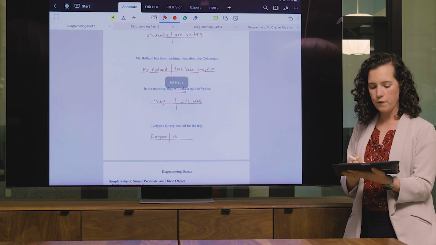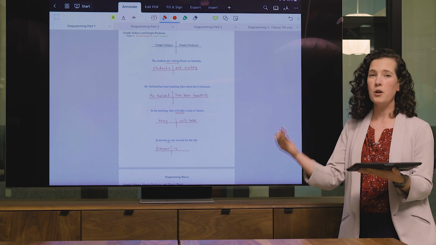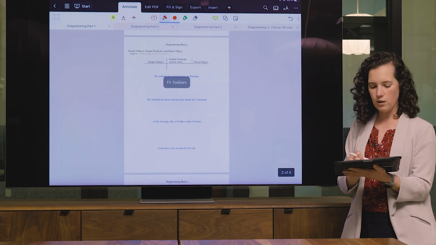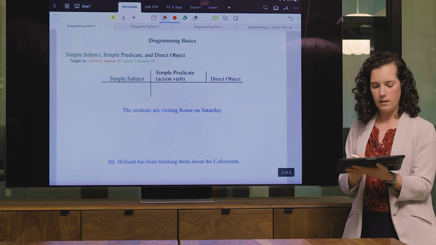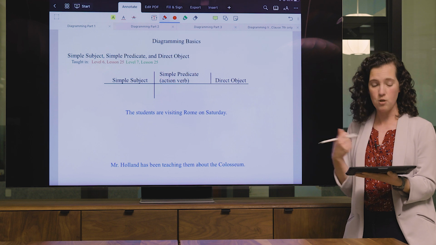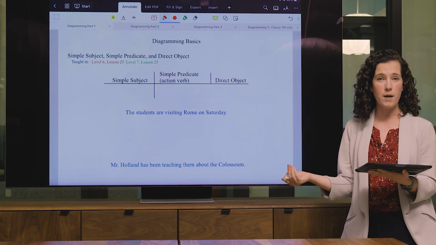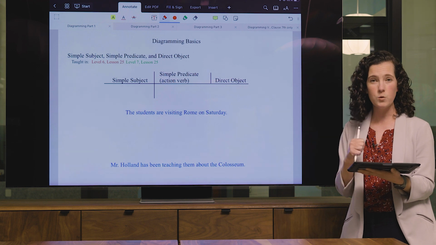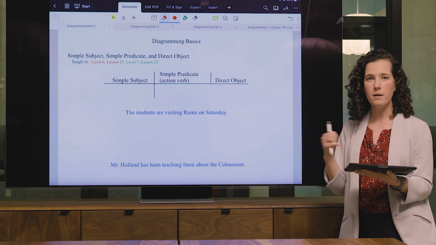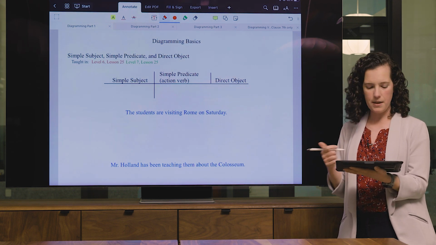Now, that is our first element. We always start with the subject and the predicate when diagramming, but there are a lot more elements in the sentence than that. So now we're going to add in the direct object. In 6th grade, this is added in lesson 25, and in 7th grade, this is also added in lesson 25, where we have the subject, the predicate, and now a direct object. A direct object goes with an action verb, and it will answer the question who or what about that verb. It will usually be the thing that is receiving that action.